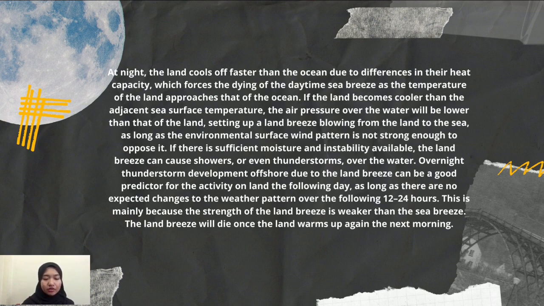If there is sufficient moisture and instability available, the land breeze can cause showers or even thunderstorms over the water. Overnight thunderstorm development offshore due to the land breeze can be a good predictor for the activity on the land the following day, as long as there are no expected changes to the weather pattern over the following 12 to 24 hours. This is mainly because the strength of the land breeze is weaker than the sea breeze. The land breeze will die once the land warms up again the next morning.